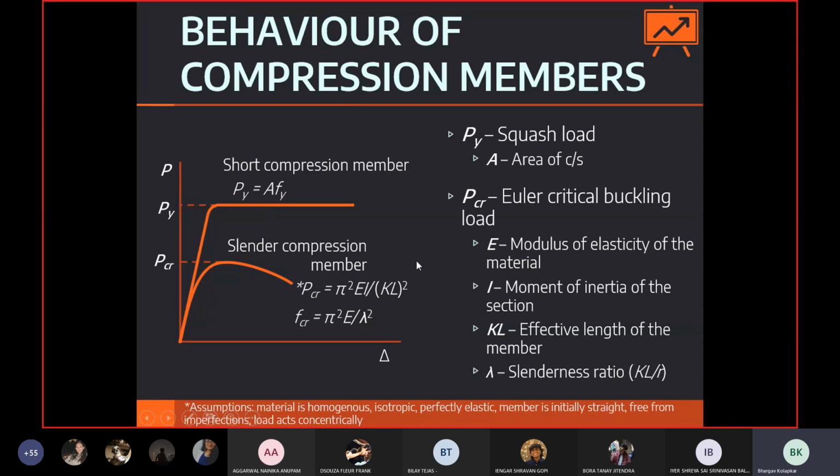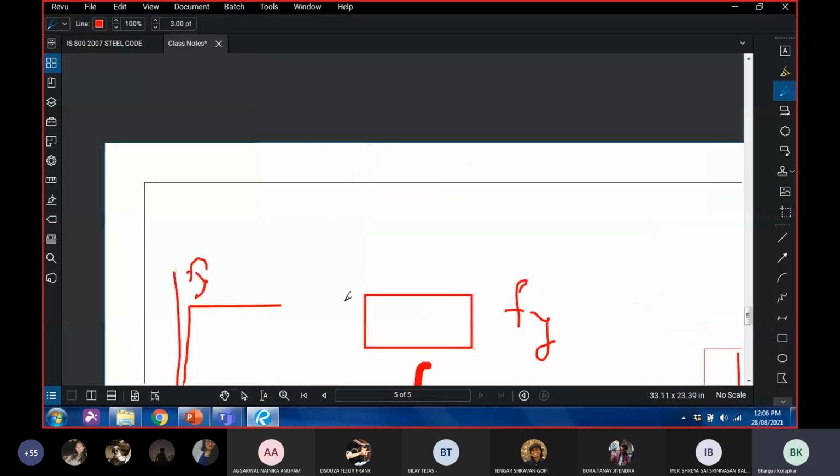So Euler's critical buckling load is pi square EI upon KL square. Let us look at each of these terms. E is the modulus of elasticity of the material. I is the moment of inertia. L is the unsupported length of the member. And K is the effective length factor. And therefore KL is the effective length of the member. Okay, have you heard of this term, effective length? Yes, last year. Okay, I appreciate your honesty.